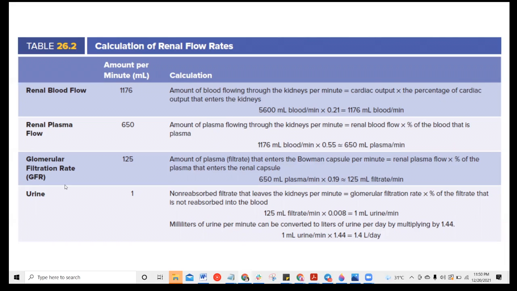For GFR naman, same pa rin. The amount of plasma filtrate that enters the Bowman capsule per minute is equal to renal plasma flow times the percentage of the plasma that enters the renal capsule. For the urine, that's 1 per minute, or ml. The non-reabsorbed filtrate that leaves the kidney per minute is equal to your GFR, filtration rate, times the percentage of the filtrate that is not reabsorbed into the blood.